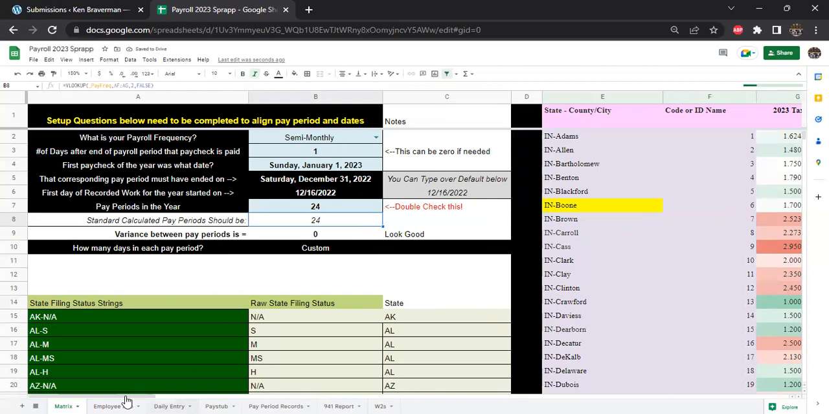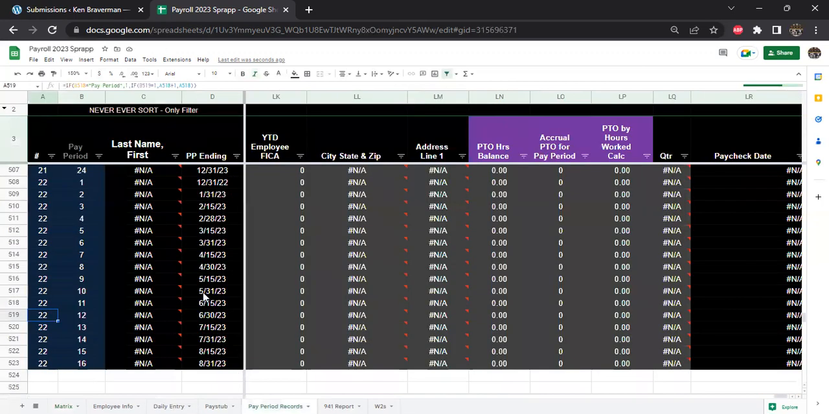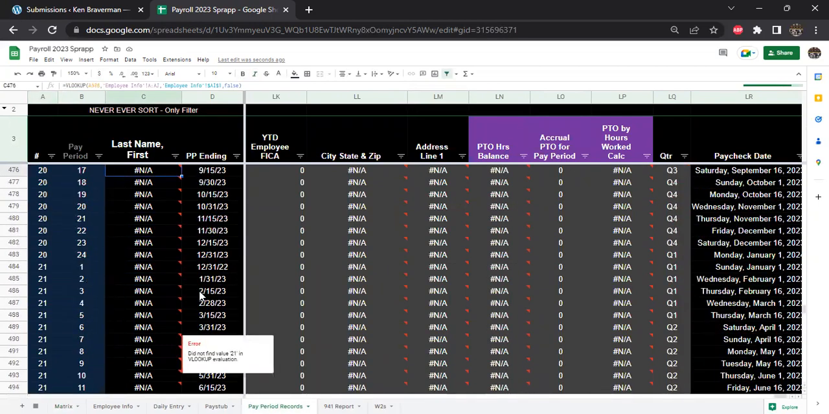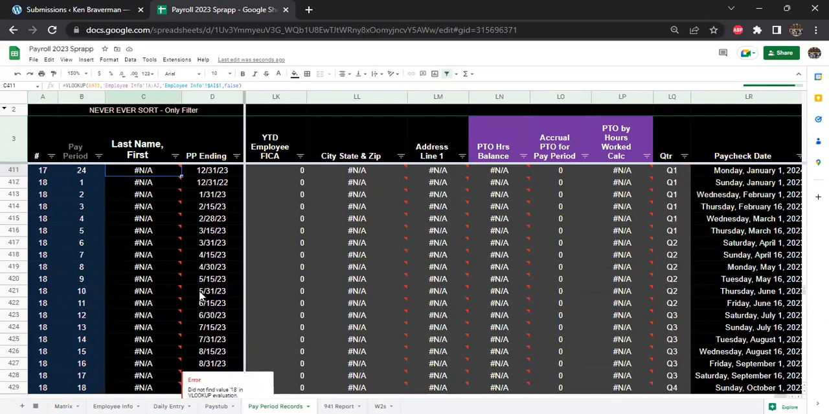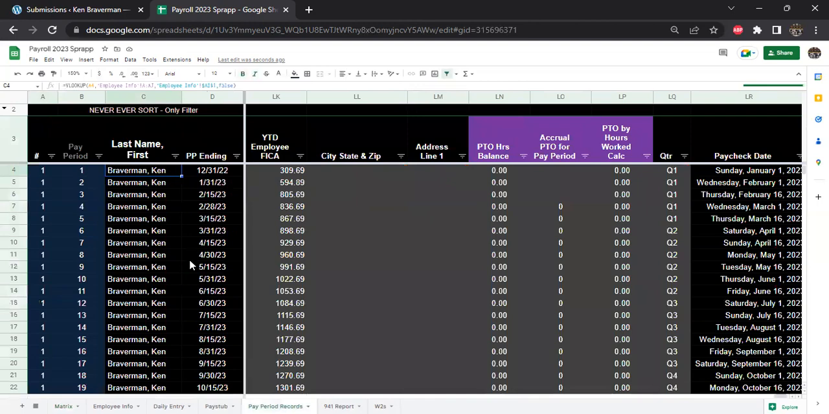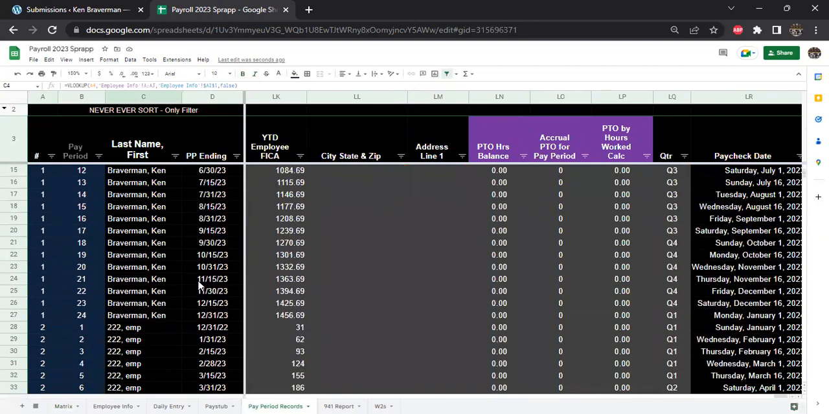All right. Now let's go look at the pay period record sheet. We have a bunch of errors starting at the bottom. That's because we just shrunk our data set because we went from a weekly to a semi-monthly. We really shrunk our pay periods. So there's a ton of this stuff that we can delete. These pay periods are looking good. They're alternating.